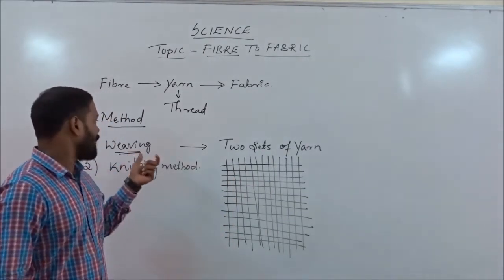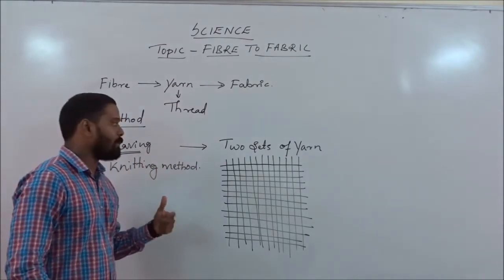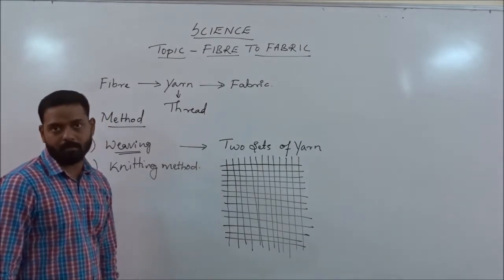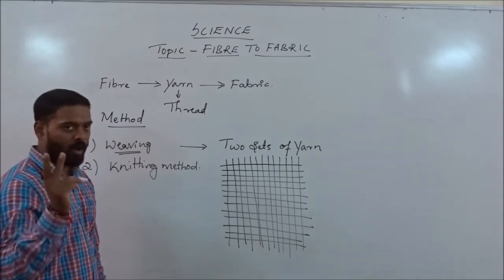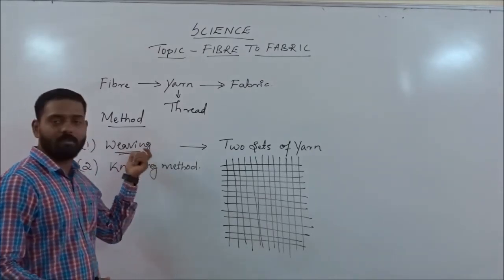Okay, so what does weaving pattern mean? Weaving methods. Weaving is a process or a method in which two sets of yarn are used to make a fabric. Okay, two sets of yarn are used to make a fabric. That technique we call the weaving method.